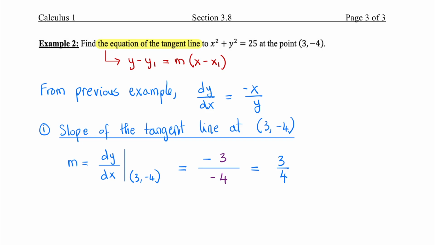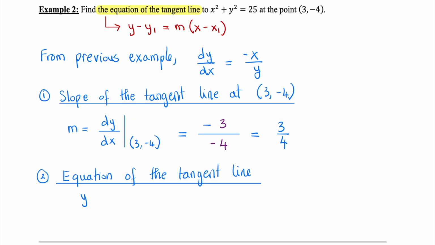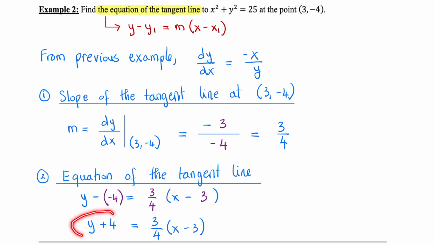Now, we'll replace m with 3 over 4, replace x1 with 3, and replace y1 with negative 4. M is 3 over 4, x1 is 3, y1 is negative 4. So I have y plus 4 equals 3 over 4 times x minus 3. This is the point slope form of the tangent line.